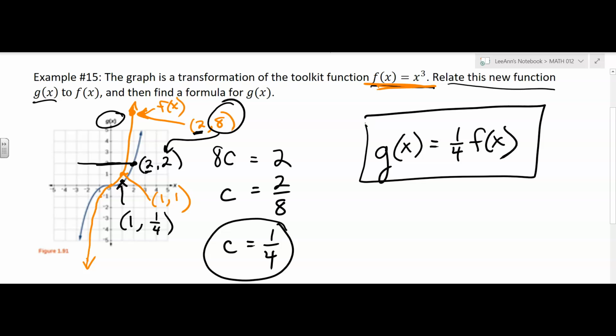All right. Notice that the (0, 0) stays put. When the output is 0, it's going to stay 0 because 0 times a constant is still going to be 0. So that's something to look for when you're looking for these compressions: anything on the x-axis is going to stay put. Okay.